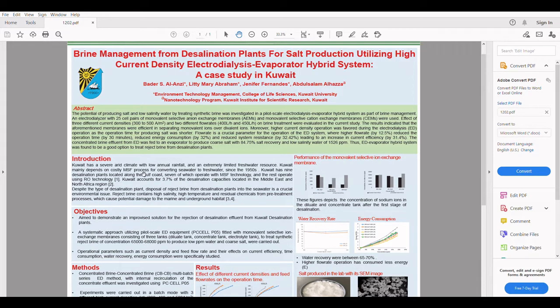As you all know, desalination is considered the main contributor to reduce water stress in almost all parts of the world. In Kuwait, there are 9 desalination plants located along the Gulf Coast, 7 of which operate with MSF technology and the rest operate with RO technology.